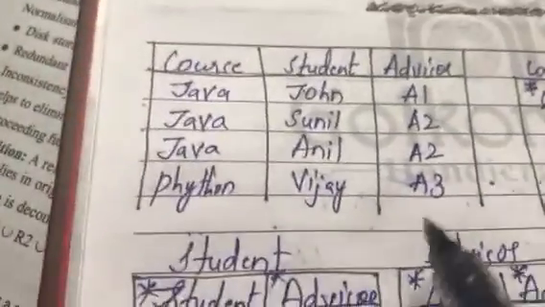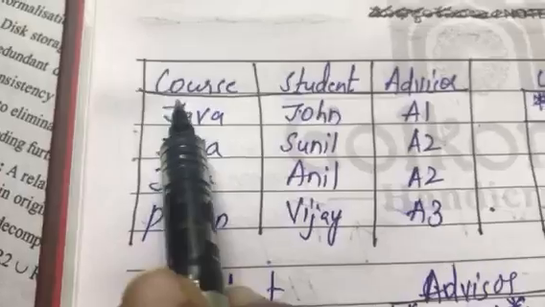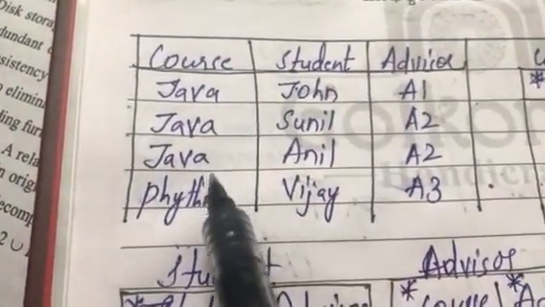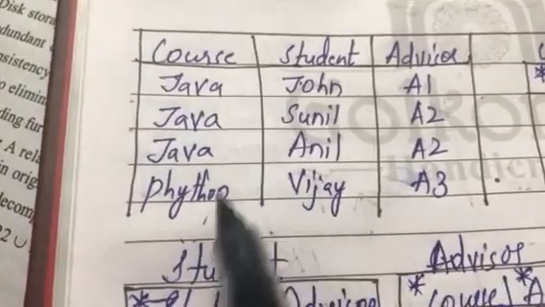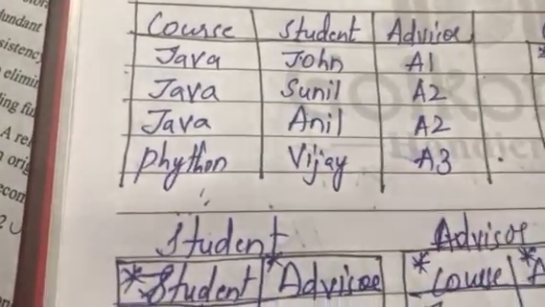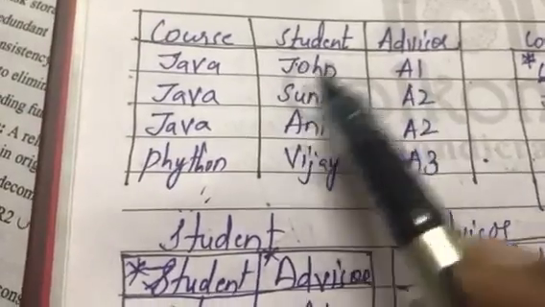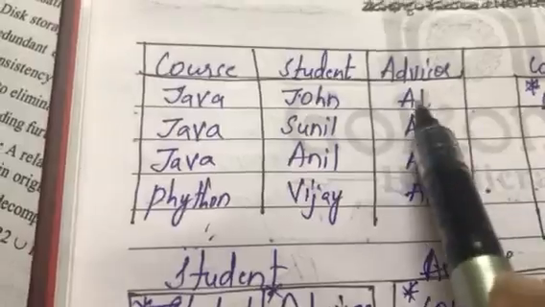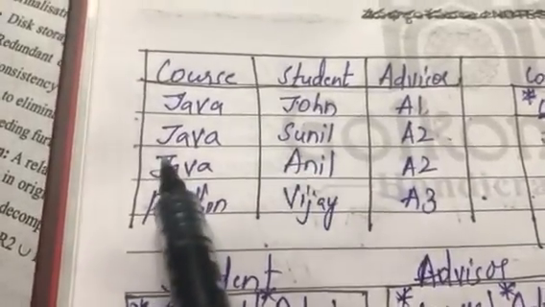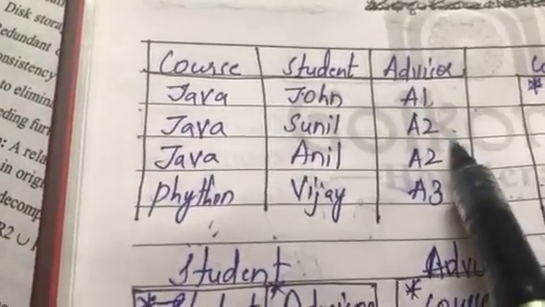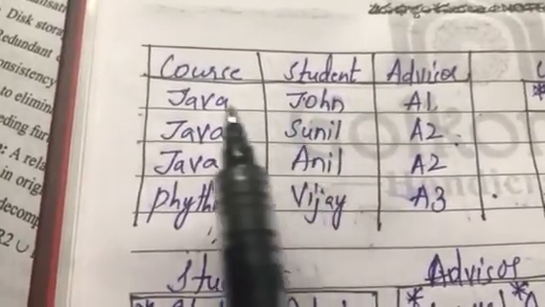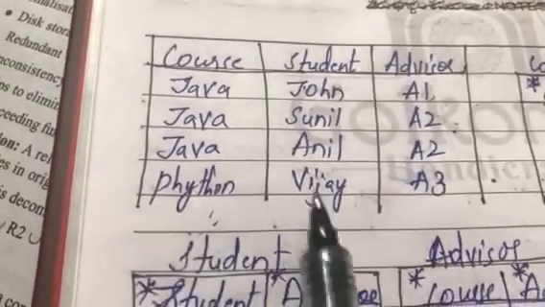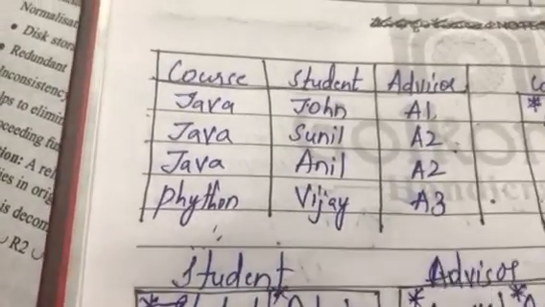Let us take the example of a course, student and advisor table. In the course we have two different types of courses, Java and Python, the students are different, and the advisors are the teachers for them. John has chosen Java and Java is taught by A1. Sunil has chosen Java and this Java will be taught by A2. Anil has chosen Java and this Java is also taught by A2. And Vijay has chosen Python and Python is taught by A3.